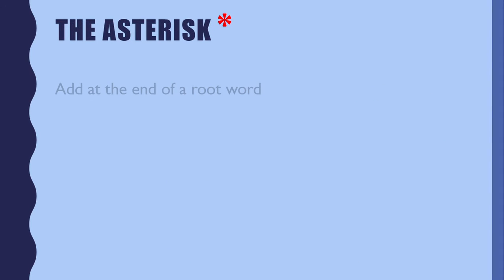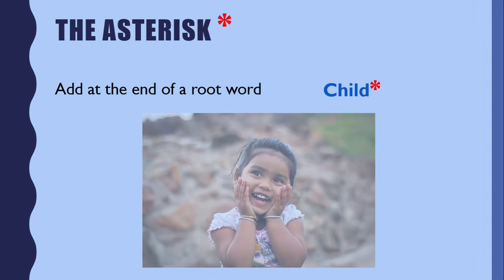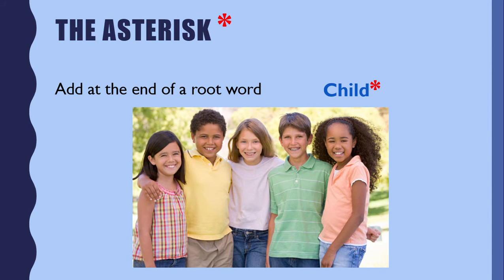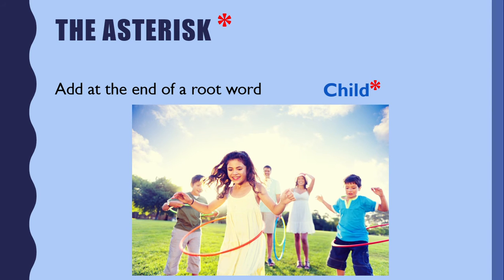You can also add an asterisk at the end of any root word to search for all variations of that word. This helps you save time searching because you won't have to search for every variation individually. Let's use the root word child as an example. If you type in child with the asterisk, you'll notice your search results include items with the words child, children, and childhood. Some other examples of when asterisks are helpful include words like America, American, Americanize, Americanization, or character, characterize, characterization.